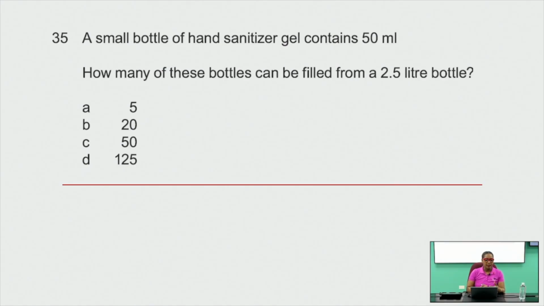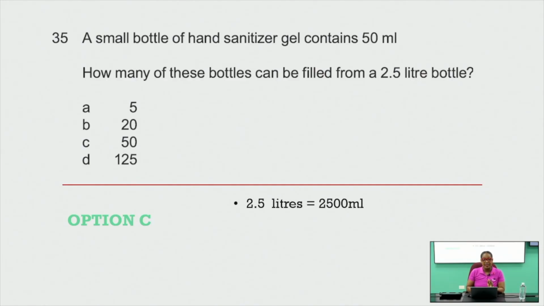Similar question. A small bottle of hand sanitizer gel contains 50 milliliters, ml. How many of these bottles can be filled from a 2.5 liter bottle? What is the question asking us? It's asking us how many of those 50 milliliter bottles can be filled from 2.5 liters. And we're going to say it's option C. Let's see how we get there.